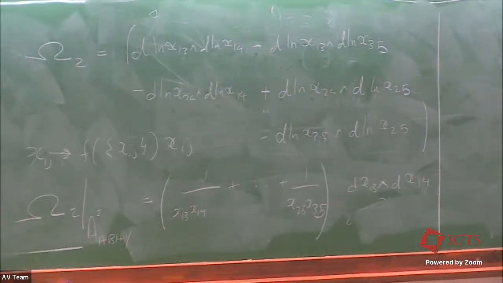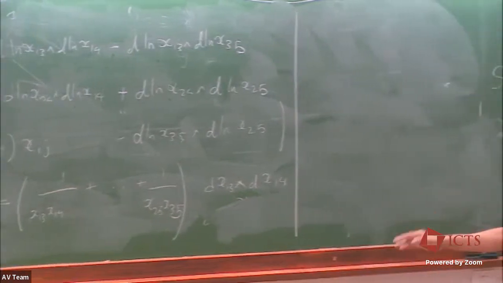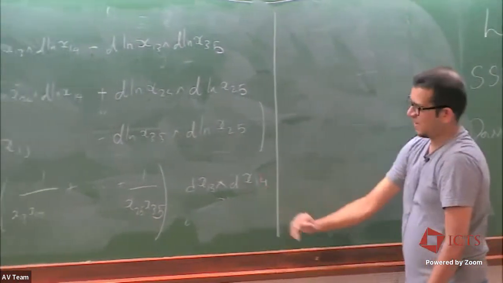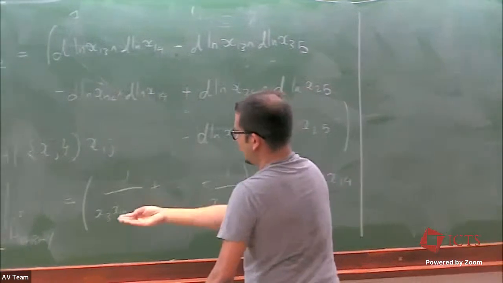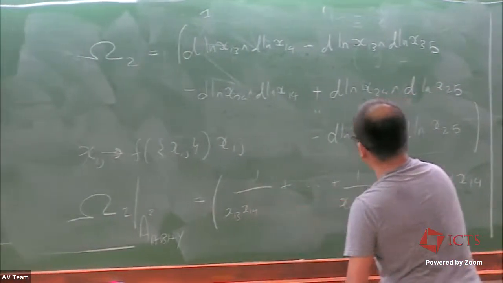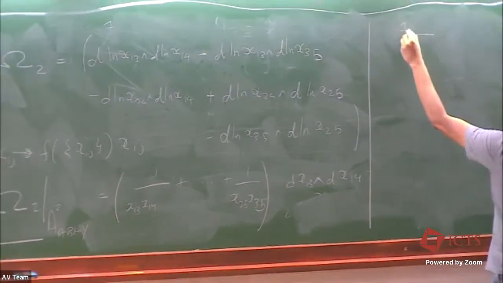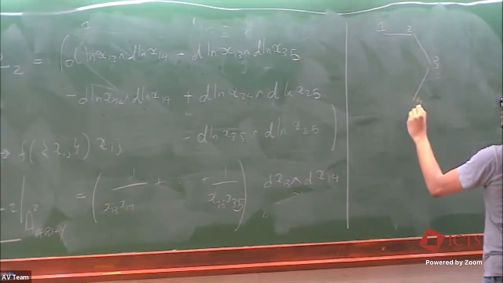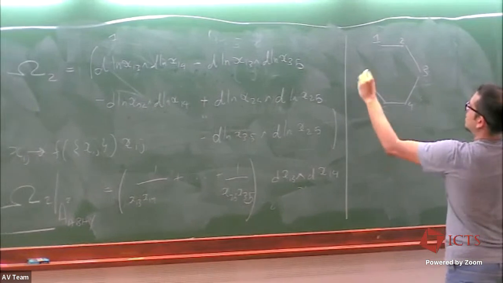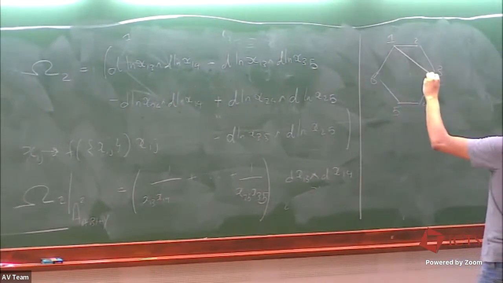So maybe in the remaining 2 minutes, I will tell you where physics came in. Till this point, there is no physics. And now I will tell you where the physics comes in. If you now identify, so let's go back to these x variables. What are these x variables capturing? So x13 is this chord.